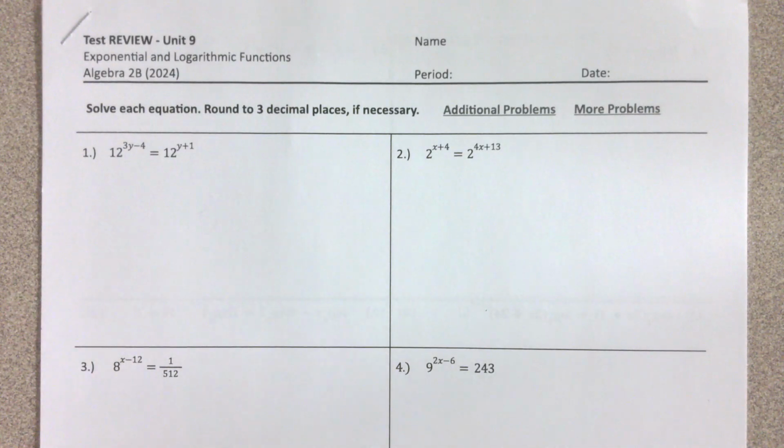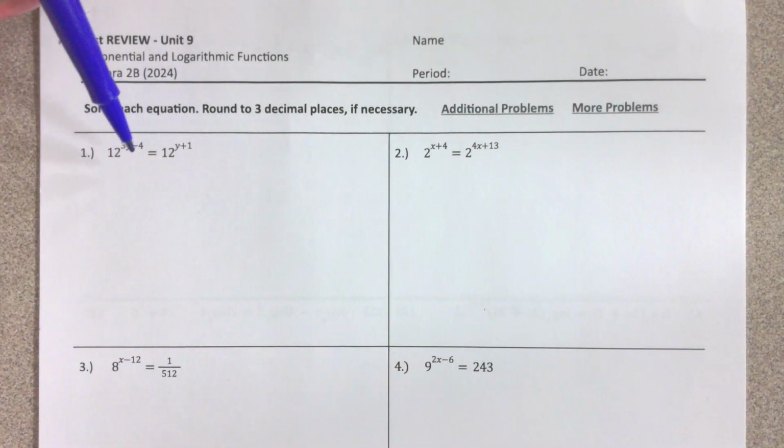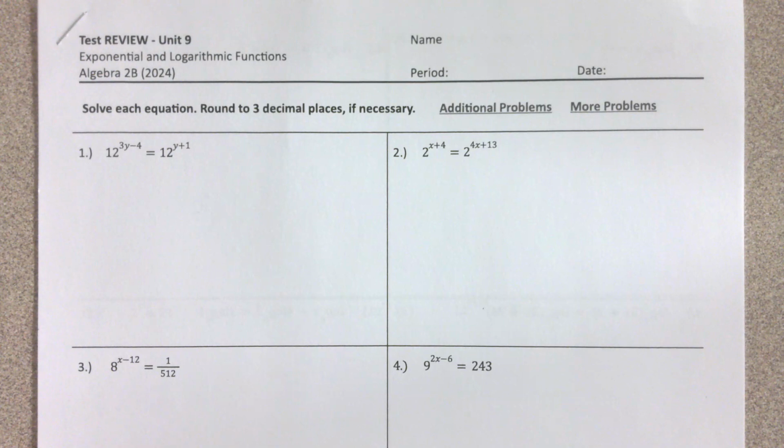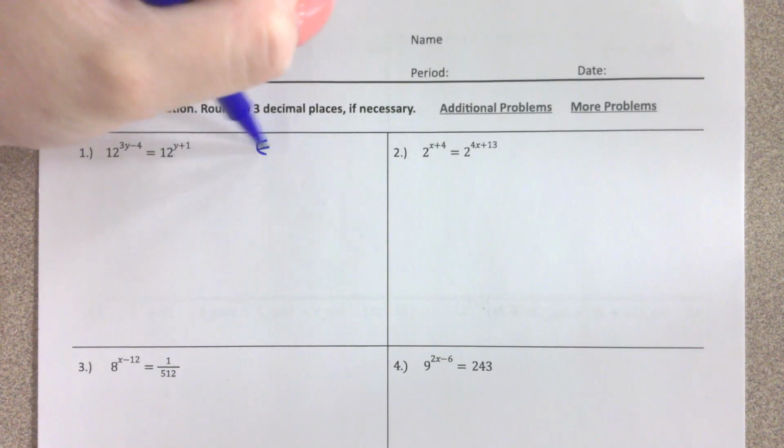Alright, so 1 through 20 are basically just log and exponential equations. To be successful at these, you have to be able to tell what type of equation you're looking at, and then from there be able to tell how to solve it based on your given problem. So, number 1, 12 to the 3y minus 4 equals 12 to the y plus 1. Right off the bat, this is an exponential equation.